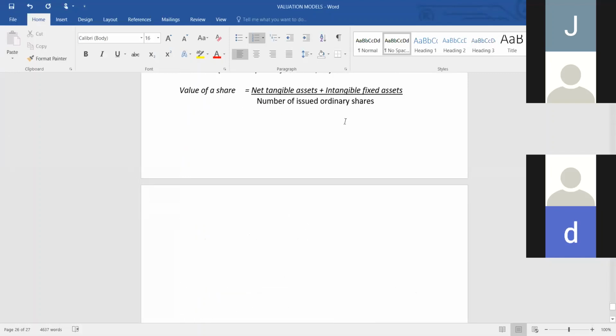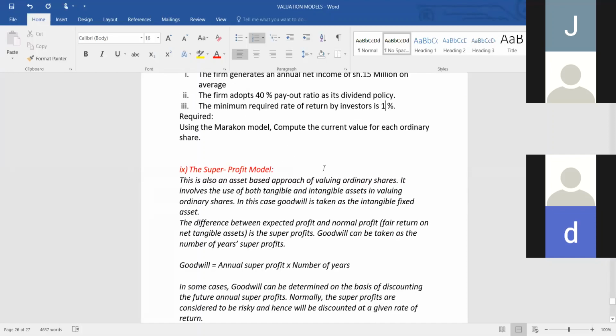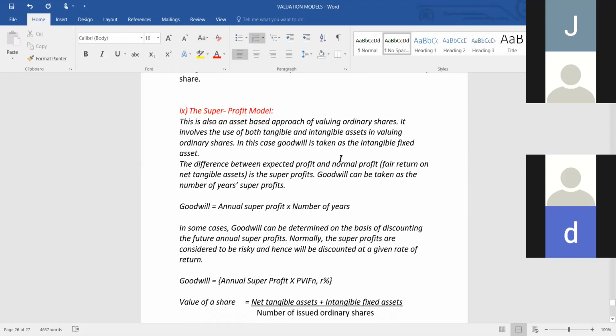Finally, we have another model here called the super profits model. This is another asset-based model valuing ordinary shares that involves the use of tangible and intangible assets in valuing shares. In this case, goodwill is taken as an intangible fixed asset. It applies both net tangible and intangible assets to value shares. The difference between expected profit and normal profit, which is a fair return on net tangible assets, is super profits.